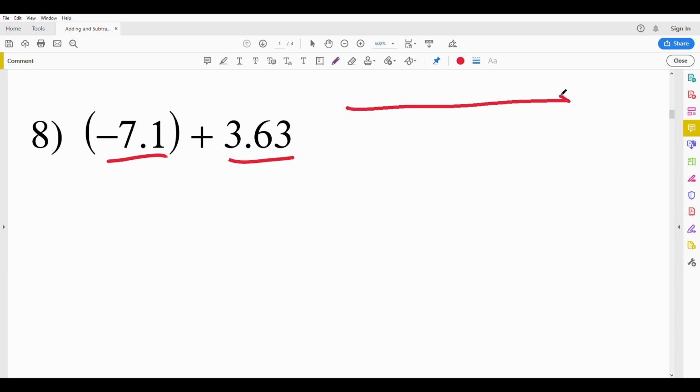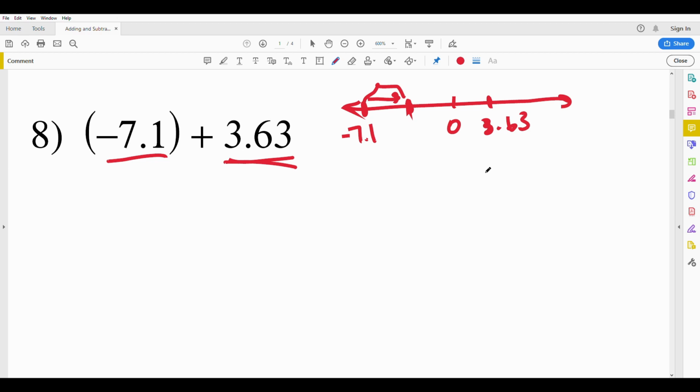And let me reiterate that. If I were to put 0 on the number line, 3.63 would be over here, whereas negative 7.1 would be somewhere all the way over here. This distance is greater than this distance. That's what I mean when I'm talking about distance from 0. And while I have my number line up, if we're adding a positive number to our negative number, we're going to move closer to 0. So we're going to move a distance of 3.63 in the direction of 0.